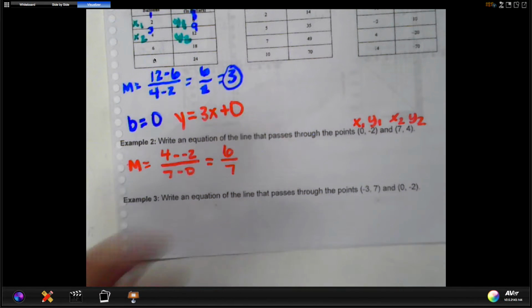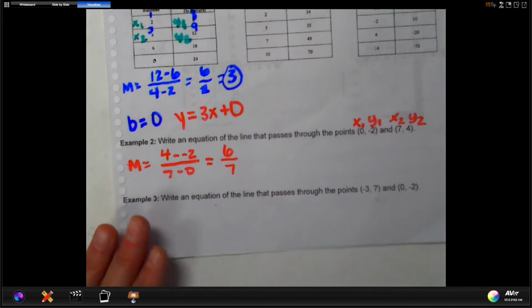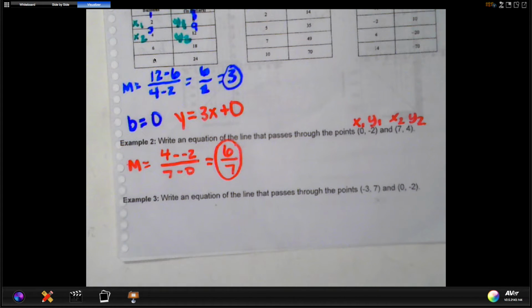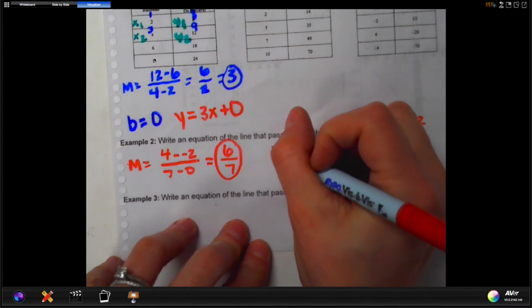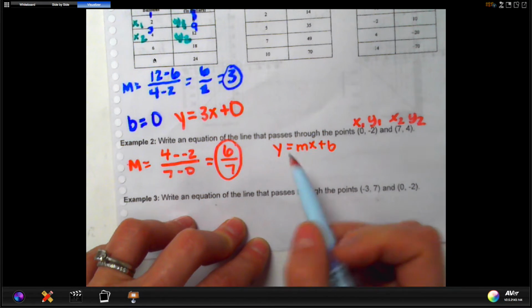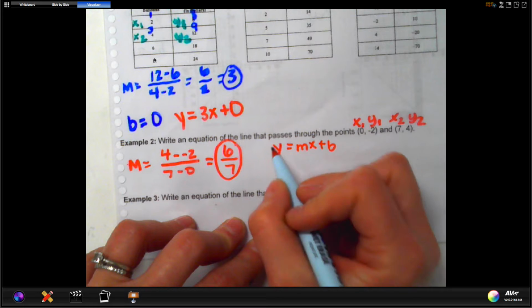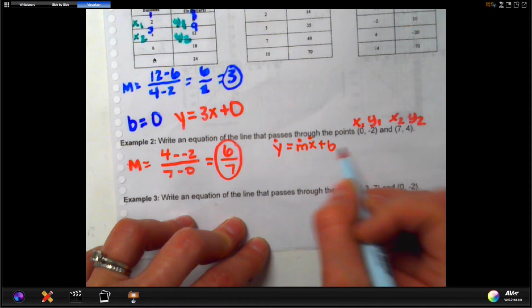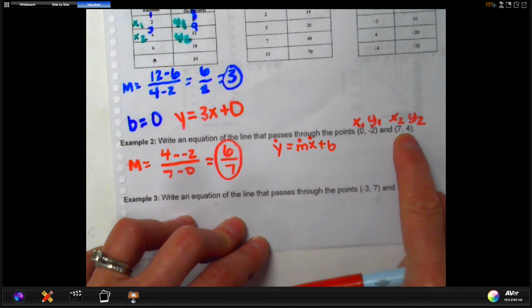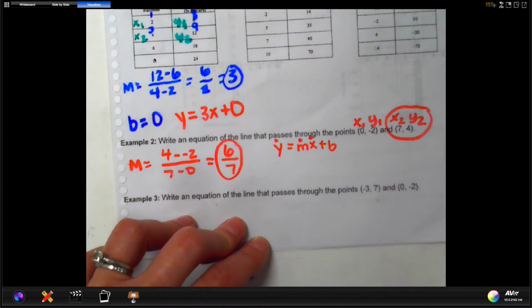Okay, and if you try to simplify or divide this, you do get a decimal, so we're going to leave that as 6 over 7. Now, to find the y-intercept, we have to do something different, and this is new. We're going to use y equals mx plus b. We are going to substitute numbers in for y, m, and x, and we're going to solve for b to figure out what it is. How you do this is you choose one of your ordered pairs. I'm going to choose (7, 4) because they're both positive.